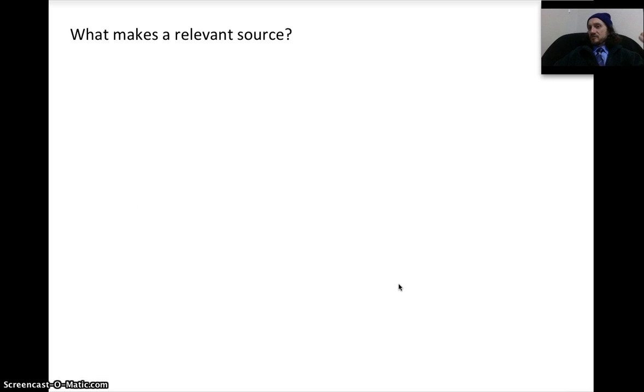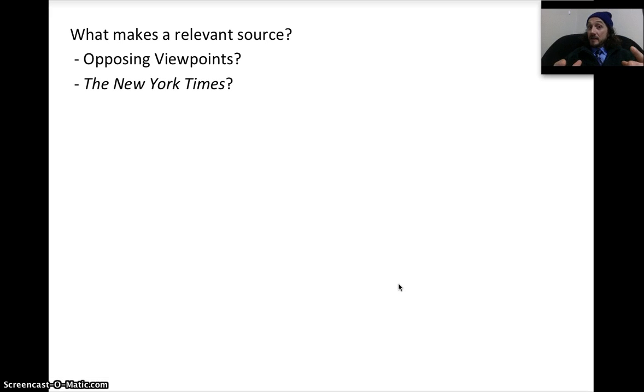What makes a relevant source? Let's look at this. Opposing viewpoints, relevant source, probably. It's credible, it's peer-reviewed, it has information that comes from credible sources. The New York Times, well, it is the newspaper of record. It's one of the most reputable newspapers in America, probably. Twitter, probably not. You can put anything out there, you can put misinformation, you can create rumors.